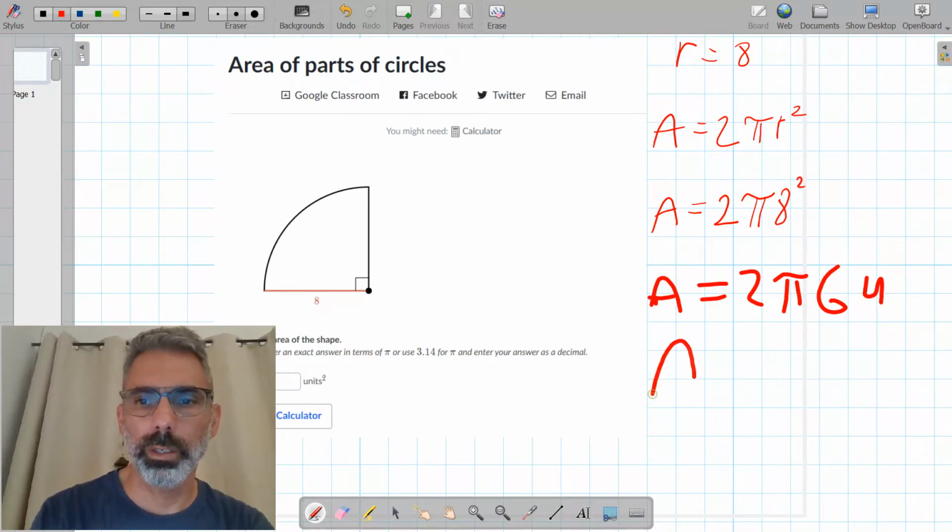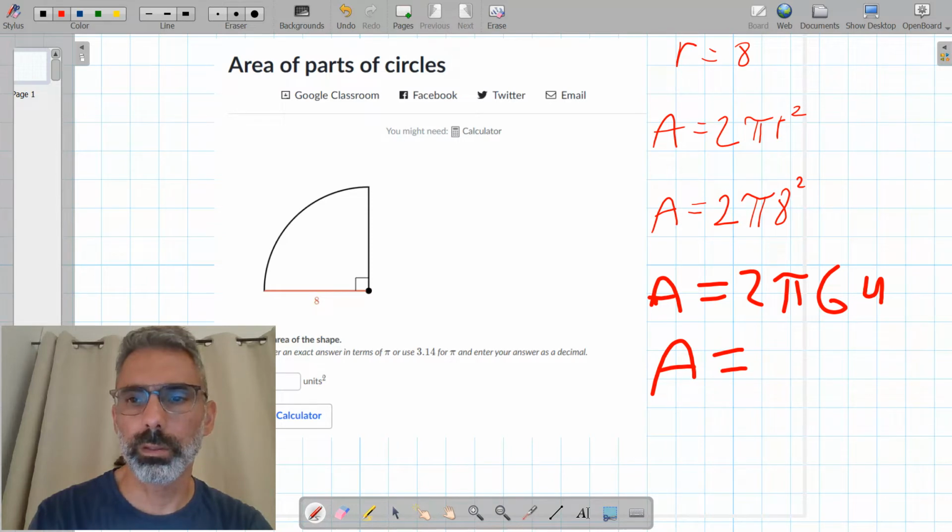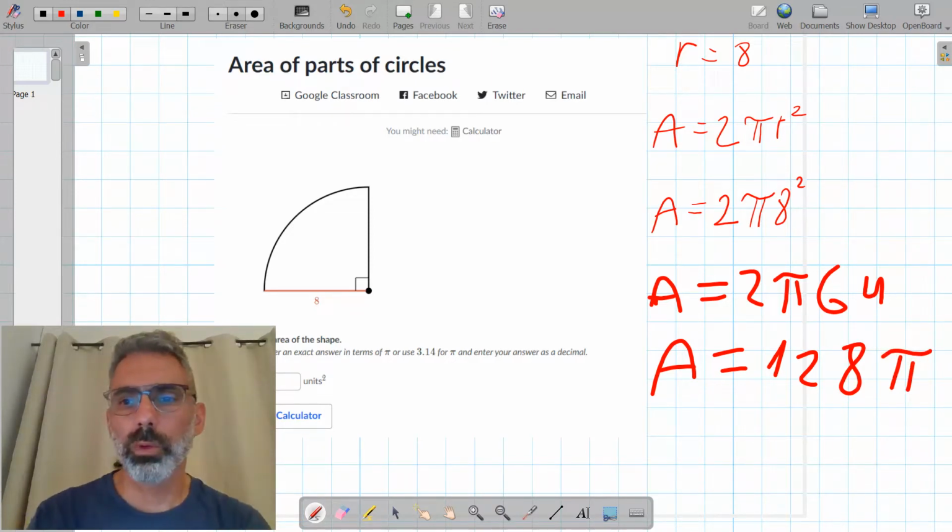So the area of the entire circle is 2 times 64 is 128 pi. Now I need to divide both sides of this equation by 4 to get the area of a quarter of a circle.